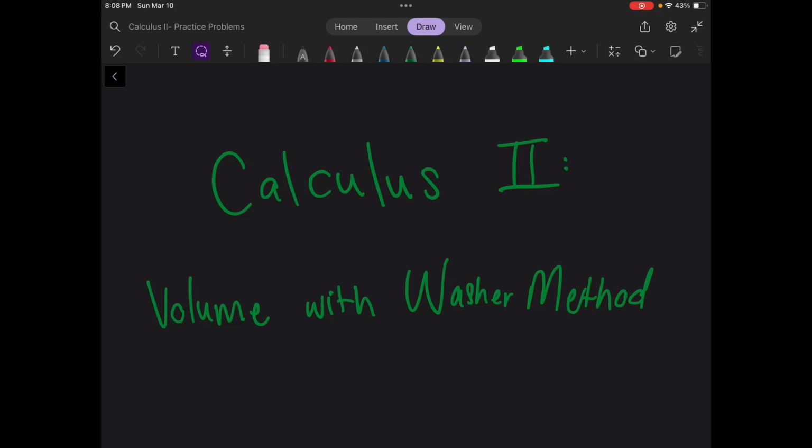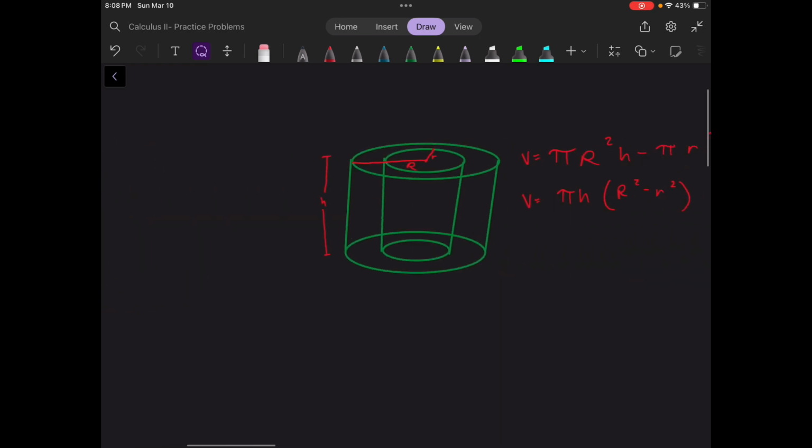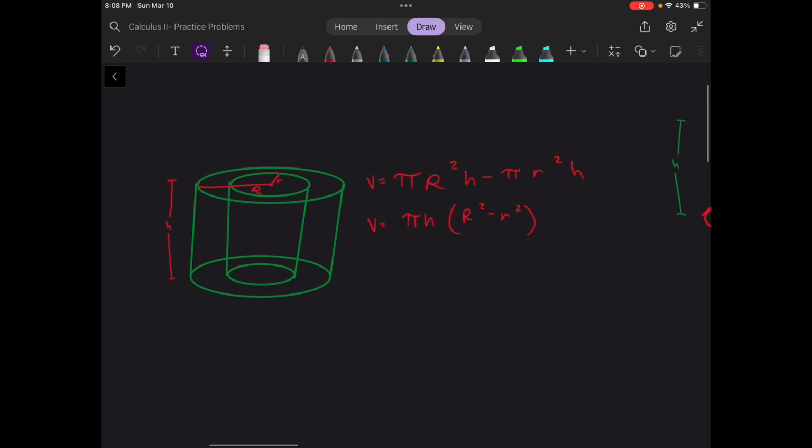Today we're doing some more Calculus 2 practice problems, focusing on finding volumes of solids formed by revolution using the washer method. So what is the washer method? We know the disk method, right? So think of this as the subtraction of two disk methods.